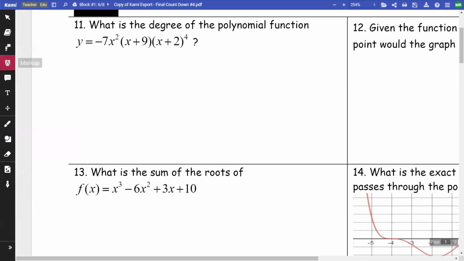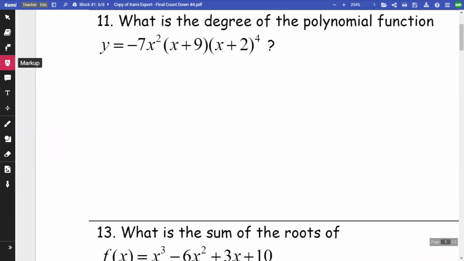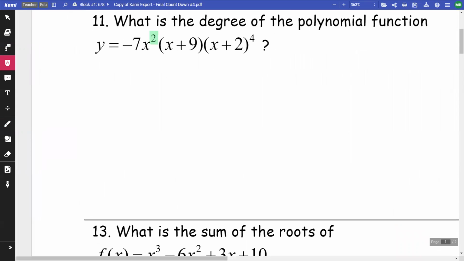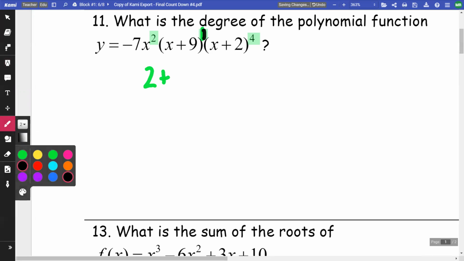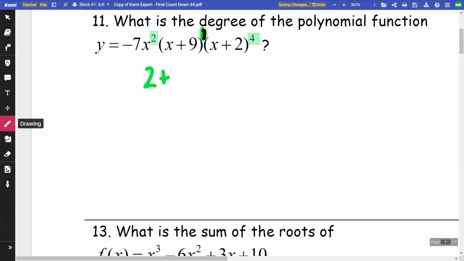And when it's in this factored form, what you're going to do is look at each of the powers. That's 2. This is really a power 1. And then this is a power 4. And what you're going to do is add those powers together. 2 plus, again, it's really a 1 there, okay? So 2 plus 1 plus 4, that gives me 7. That would be degree 7.